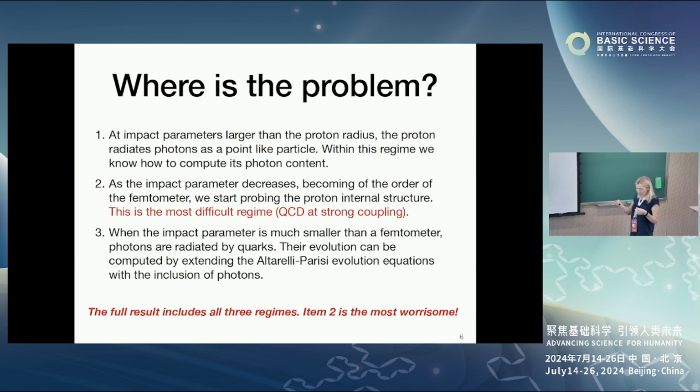When you go to even smaller distances, you essentially probe the quarks and gluons in the proton as if they were free particles, point-like quarks or gluons. And at that point, you can again compute things in a perturbative way. You can talk about how a quark splits and emits a gluon. So the first and third regimes are the easiest ones. The second is the most complicated one, but to have a full result, to be able to make predictions in the whole range, essentially.